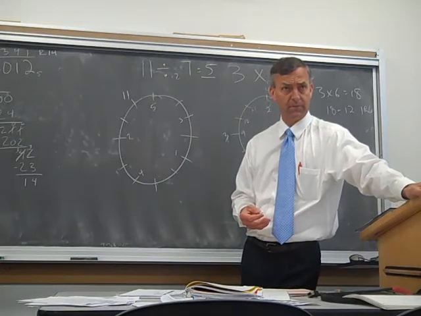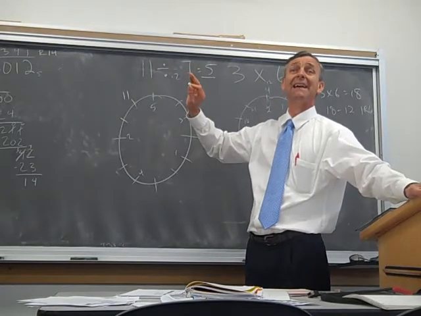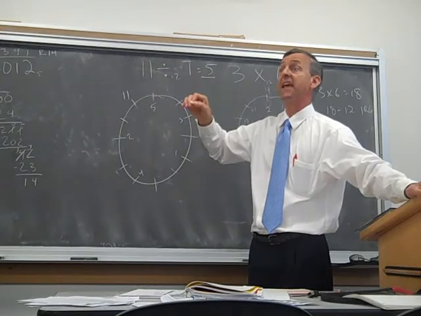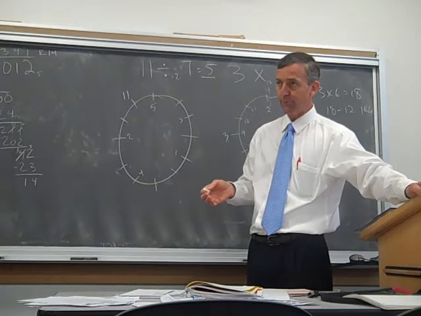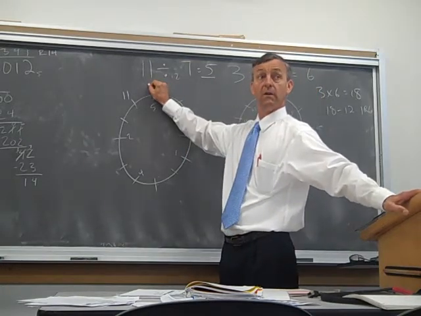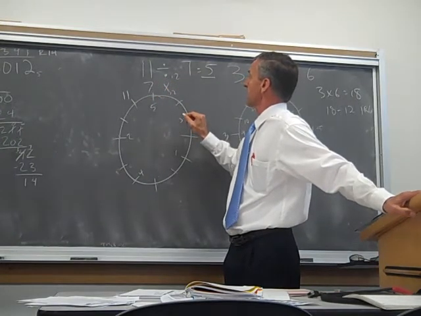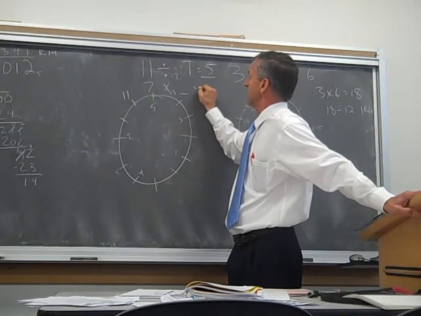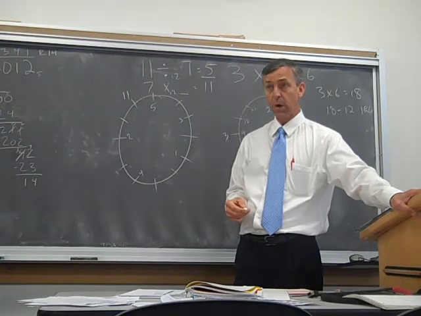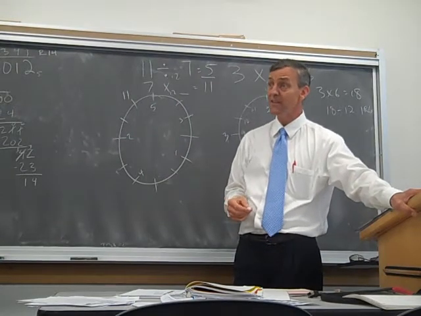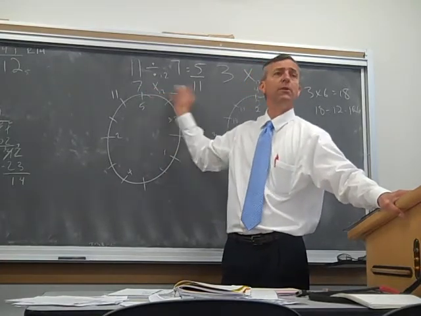Missing factor. If this is the division problem, how could we write it as a multiplication of the same family that might make it easier to do? Help me. 7 times blank equals 11. This could be easier to do than a division problem because multiplication is easier than division. It's easier to wrap our head around it. How could we do this problem?